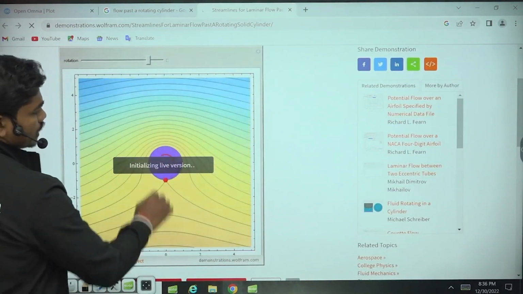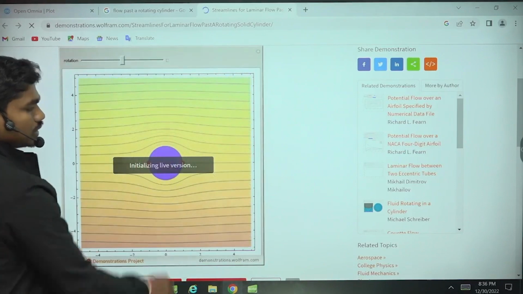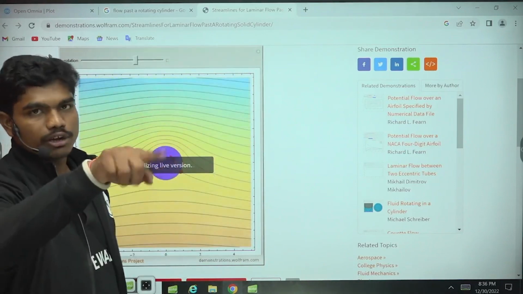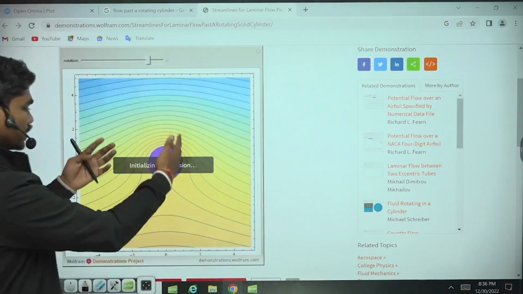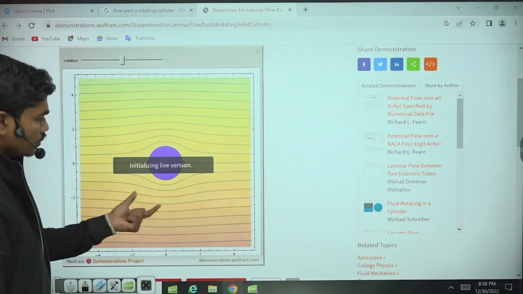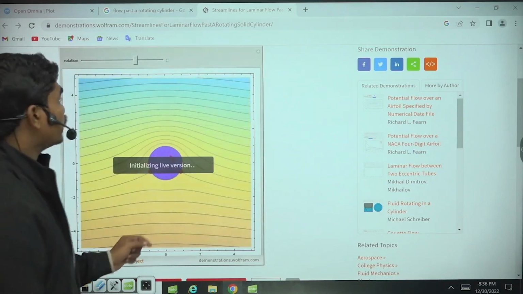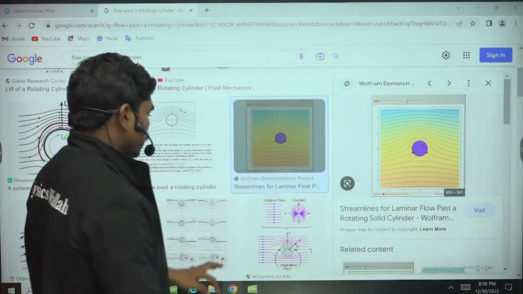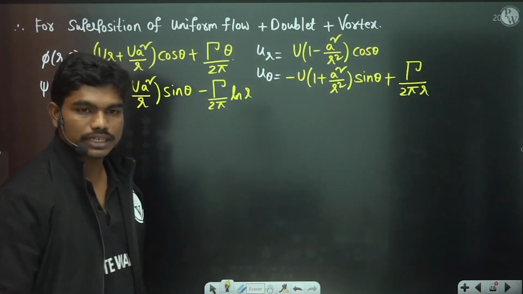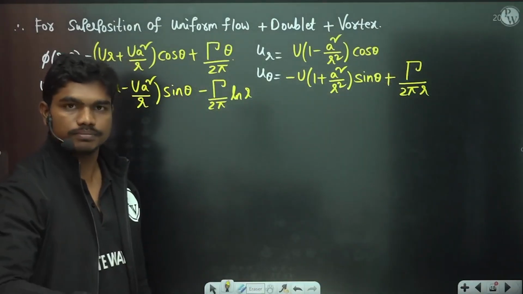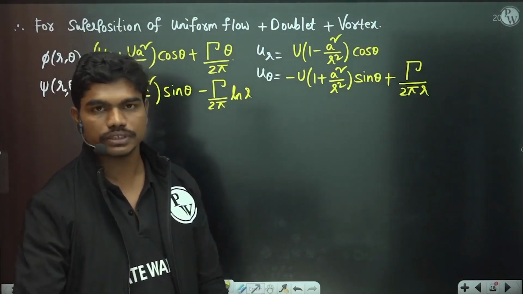Whenever this is a cylinder, if the rotation is in the clockwise sense, of course in our case we have taken rotation in the anti-clockwise sense, so this curve looks something different. This is how the streamlines actually come out. That's why I'm not plotting these streamlines as of now, because they are a bit complicated here, which is much beyond the subject of this course.